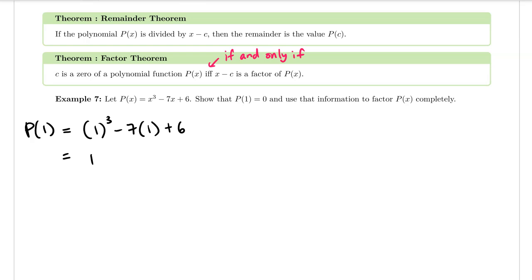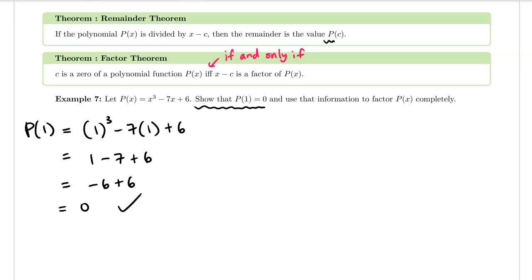1 cubed is 1. 7 times 1, that's going to give us minus 7, and then plus 6. 1 minus 7 is negative 6, plus positive 6 is going to end up equaling 0. So we accomplished the first part where it says show that p of 1 is equal to 0. We did that. I'm just going to put a check mark. And use that information to factor p of x completely.